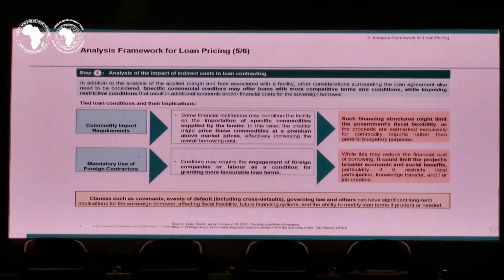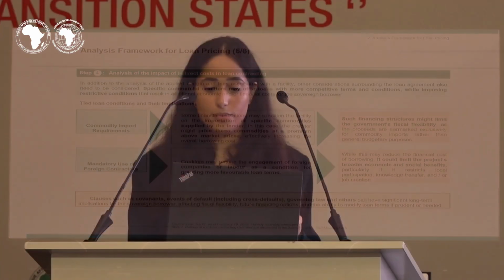Similarly, another example of how such a thing can be done, and this is a point which has been raised by some countries during Monday's breakout session. Some creditors may require the mandatory engagement of foreign contractors to work on this project. At first, this would potentially reduce the borrowing cost, but limit the broader economic and social benefit on the country, on the nationals.